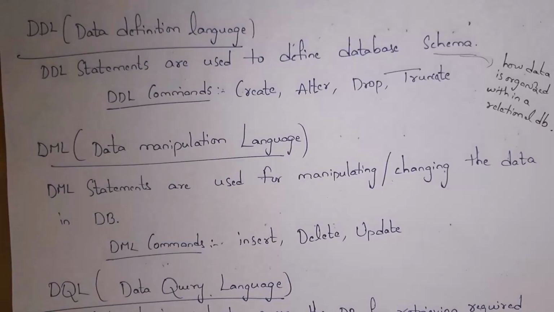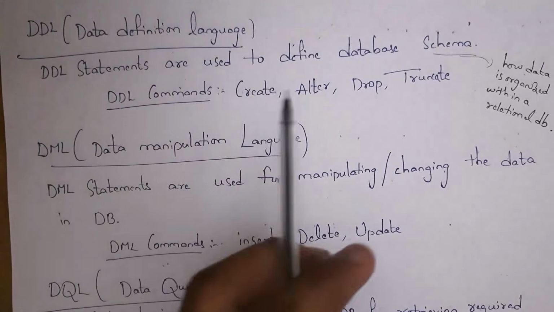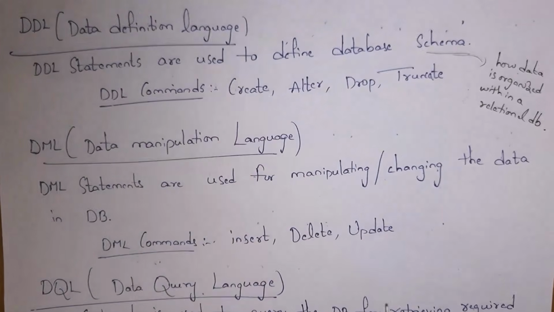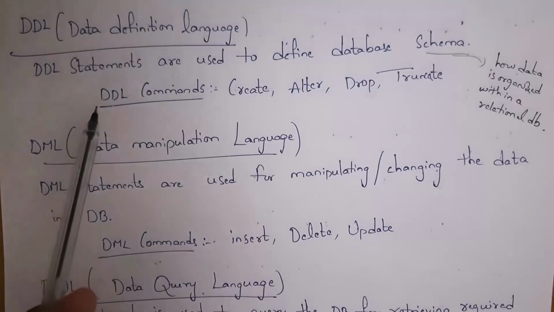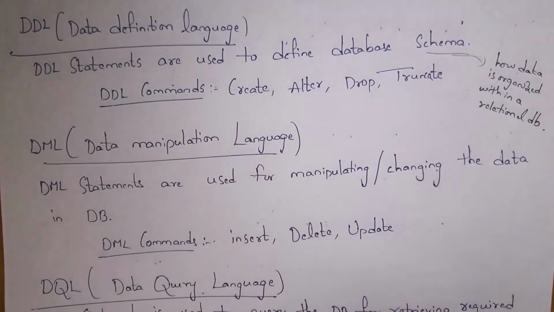Next, I will explain what is DDL, DML and DQL. DDL stands for Data Definition Language. DDL statements are used to define database schema. Schema is nothing but how data is organized in a relational database, known as database schema. These are some of the DDL commands. They are create, alter, drop and truncate.